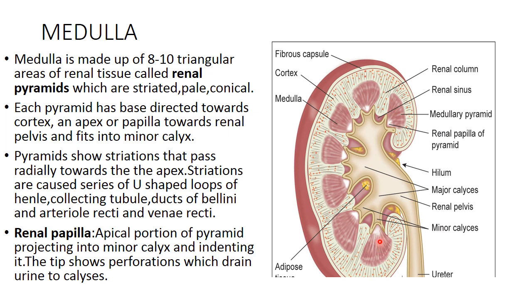Now the pyramid shows striations, and these striations pass radially towards the apex. The striations are caused by U-shaped loop of Henle, collecting tubule and duct of Bellini. It is also formed by the arteriole recti and vena recti. The renal papillae is the apical portion of the pyramid that projects into the minor calyces and indents it. The tip shows perforations which drain the urine to the calyx.